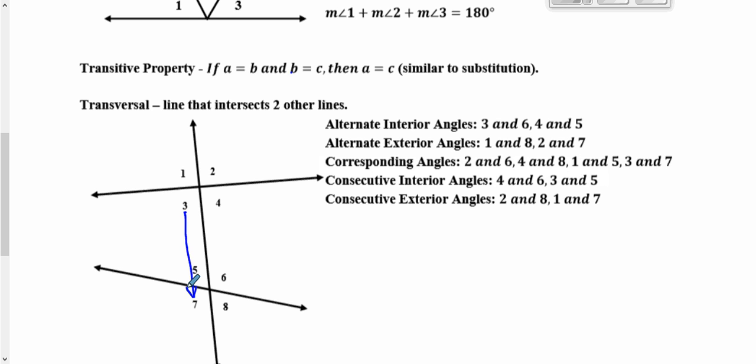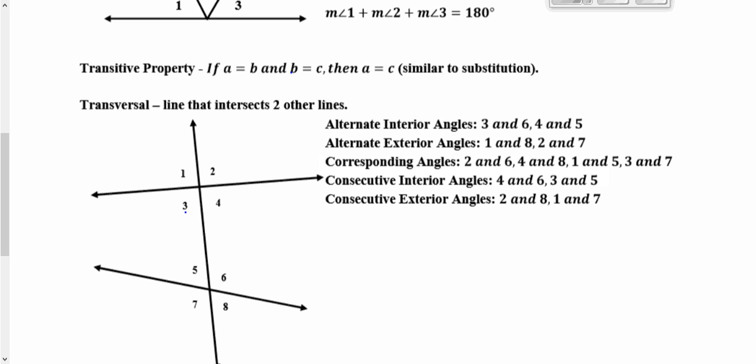How about angle 2? What would that translate to? 6, right? You get what I mean? Angle 1 would be corresponding with what? 5. And then 4 would correspond with 8. You get the idea? So those are corresponding angles if you think of it as a translation, because in translation, we talk about corresponding angles, right?